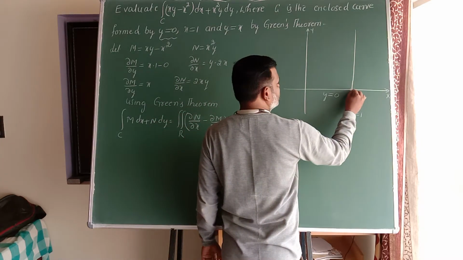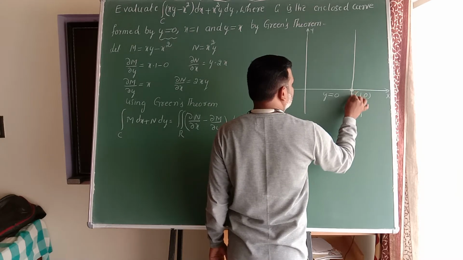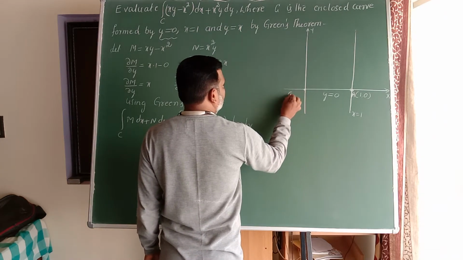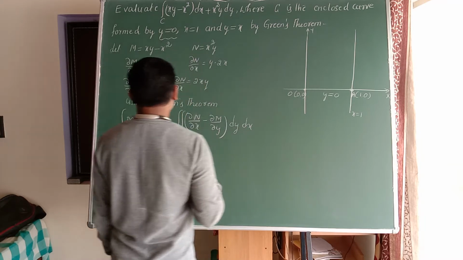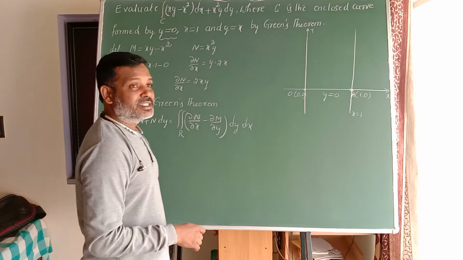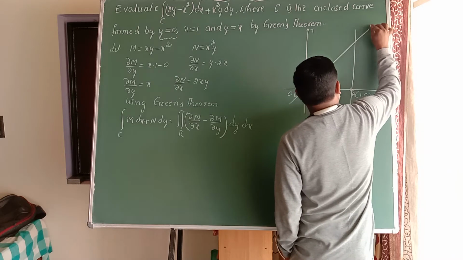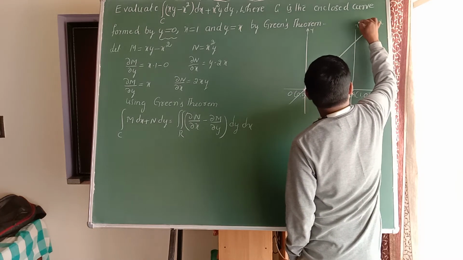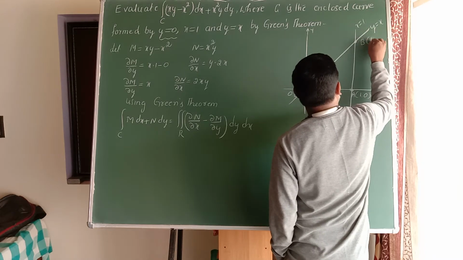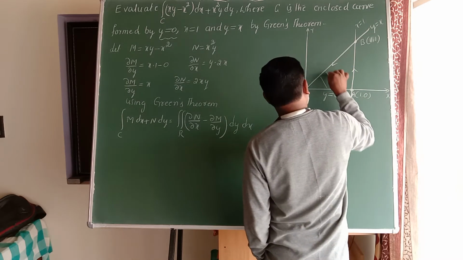Therefore, the points of intersection are (0, 1) and (1, 0) along the x-axis, and here the origin O is (0, 0). Another thing is that y equals x is a straight line passing through the origin. So this is y equals x, and this is x equals 1. Therefore, the intersection is B, (1, 1). Here the curve goes like this, like this, like this. This is the region.